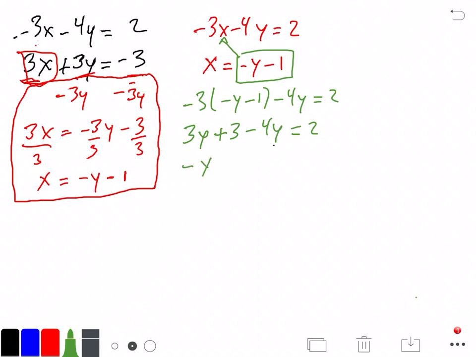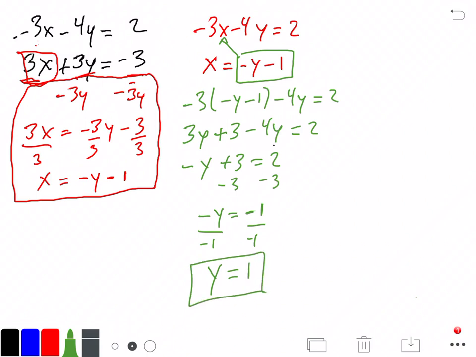I combine like terms. 3y minus 4y is -y. I subtract 3 from each side. 2 minus 3 is -1. I divide each side by -1 to isolate y, and I get y equals +1. I now need to take that value, plug it into the equation that I adjusted, so I can get x.